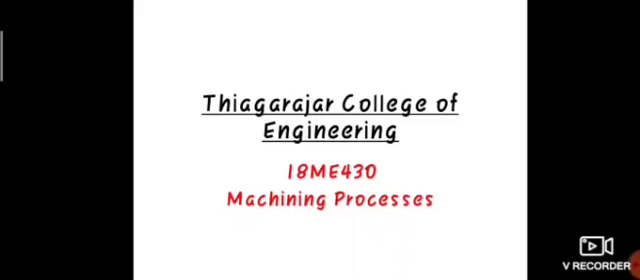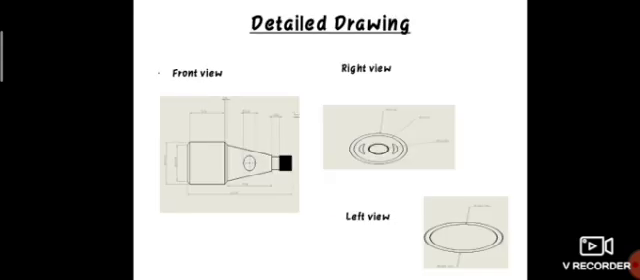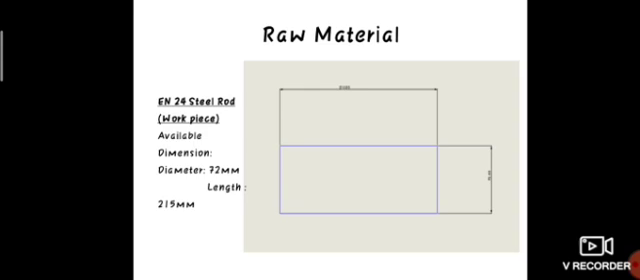This is the assignment of machining process about process plan. The detailed drawing of my product manufactured by various machining operations. The raw material which is used is EN24 steel rod. The available dimension: the diameter is 72 mm and the length is 215 mm, as shown in the diagram.